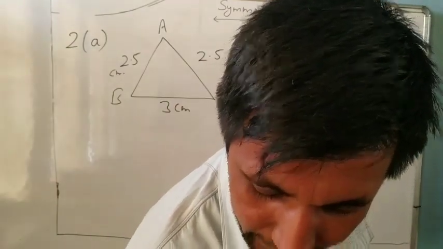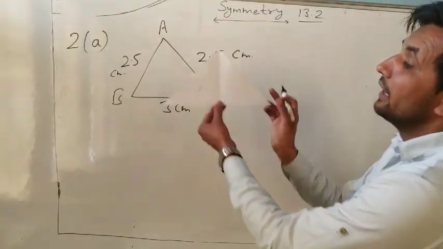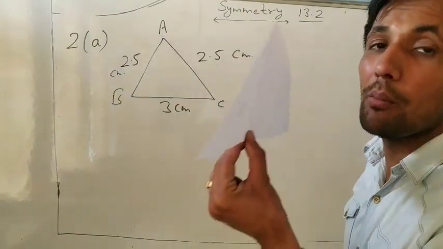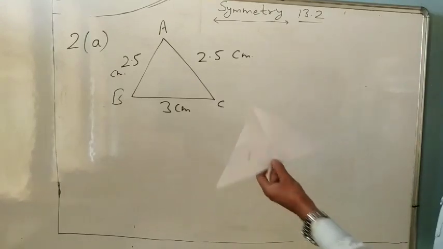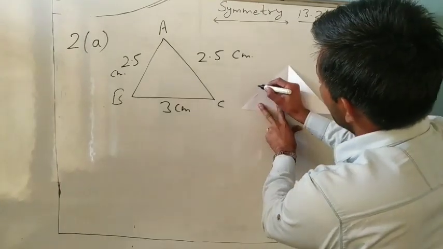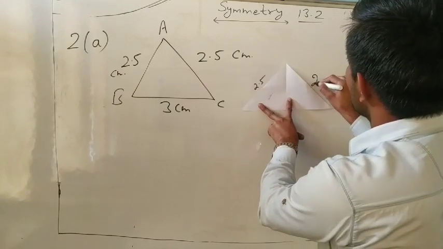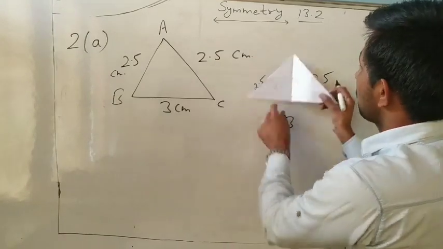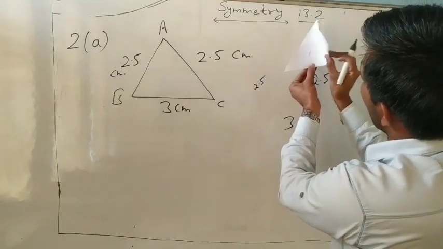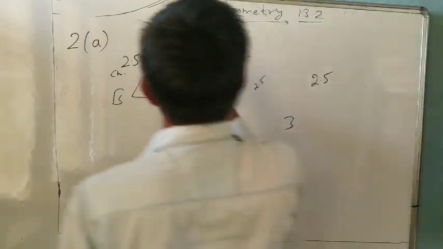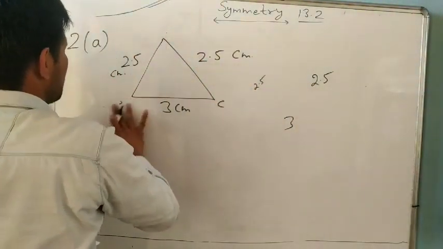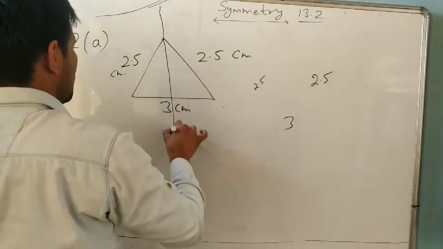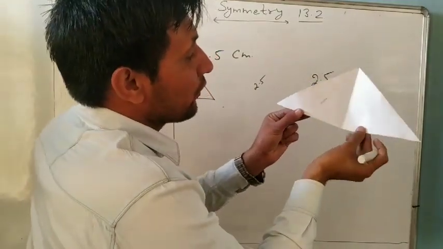So we have to find, in each case, the line of symmetry. It is an isosceles triangle. Okay, look here, and now we will find how many lines of symmetry. It is an isosceles triangle, 2.5, also 2.5, and 3 is given. So we will find the line of symmetry. When we fold the paper from here to here, you can write. So we observe that it is folded.